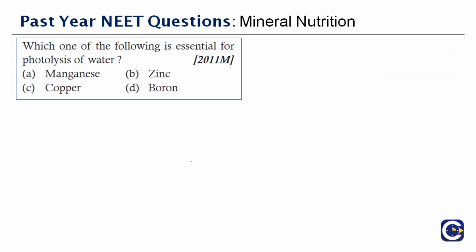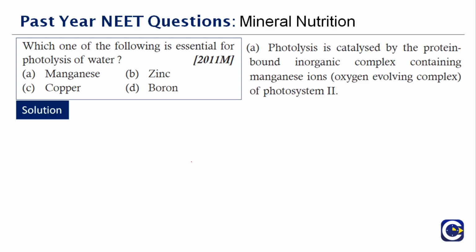Next question here. Which one of the following is essential for the photolysis of water? This is a repeated question. I think all of you should know what the answer is. The right answer is manganese. Photolysis is catalyzed by a protein-bound inorganic complex which contains Mn2+, that is, manganese ions.